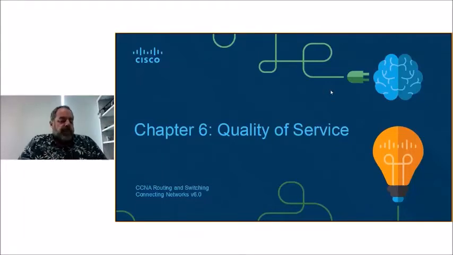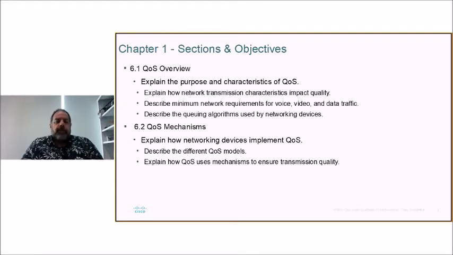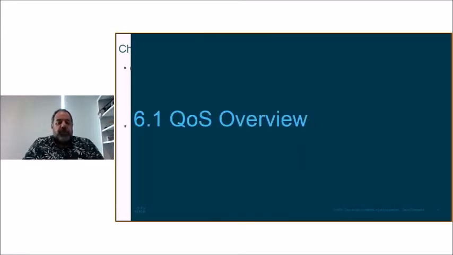Okay, so here we are. We're doing CCNA 4 or Connecting Networks, Chapter 6, Quality of Service. So we're going to cover an overview of quality of service, then we look at some of the mechanisms that ensure that transmission quality.